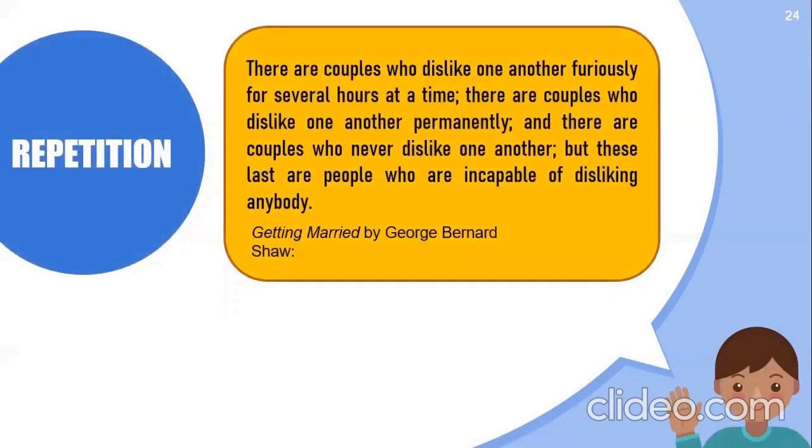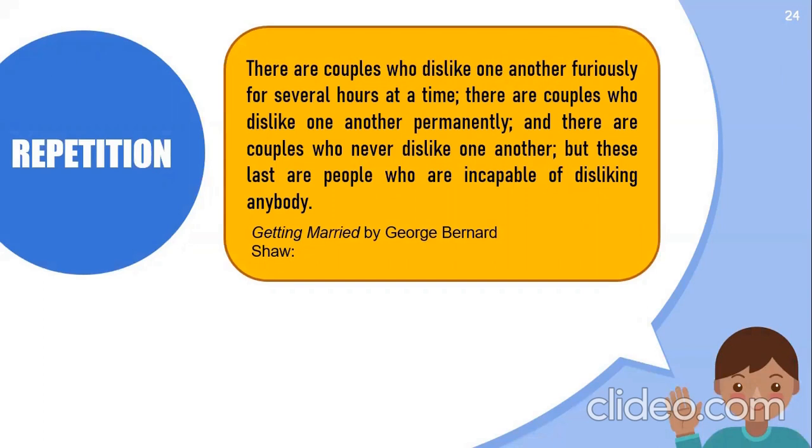Now, having understood the cohesive device of pronoun, let us move on to the next cohesive device, that is repetition. So a little while ago, I said that repetition should be avoided while we are writing. So why am I talking about the cohesive device of repetition? Now, this cohesive device of repetition is used by writers when they want to draw the attention of the readers towards a particular aspect. So it is important to understand that writers use repetition deliberately in order to emphasize a point.